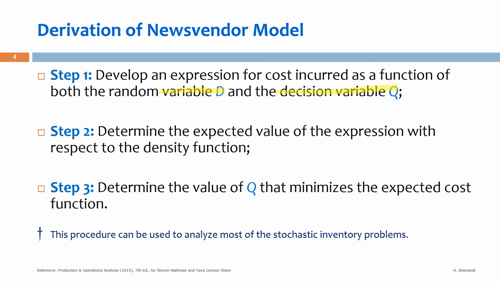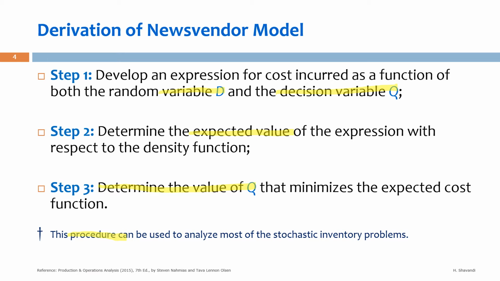Okay, and then in step 2 we'll determine the expected value of the cost function, and then we need to minimize this expected value of the cost function. And in step 3 we'll obtain a value for q that minimizes the expected cost function. So this procedure will be the one that we will use for almost all of the uncertain inventory models in this chapter.